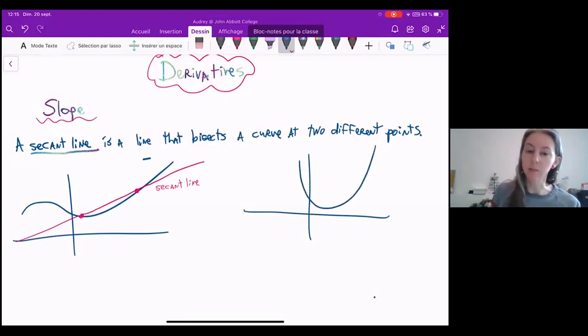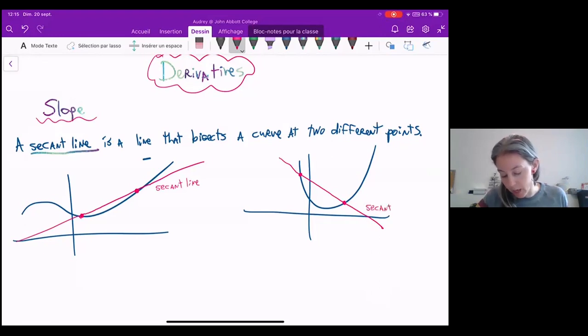I have a curve that's more of a parabola, and again, I have two different points on that curve. That line bisects at those two different points, so that is also a secant line. It just kind of chops the curve at two given points. So that's my secant line.